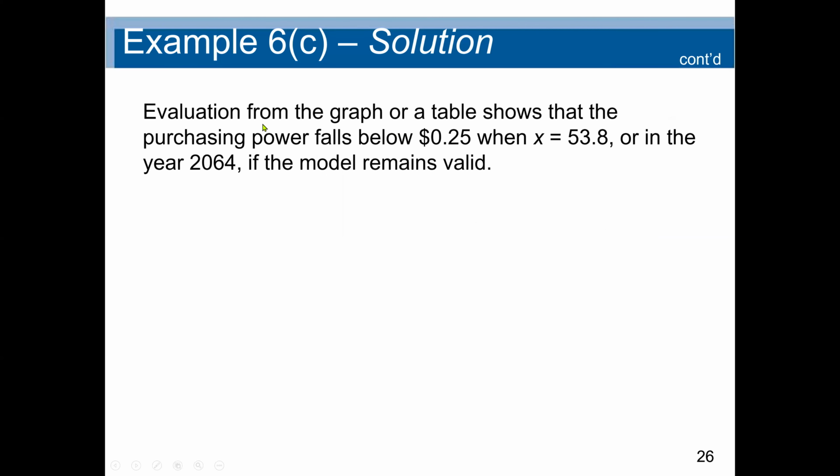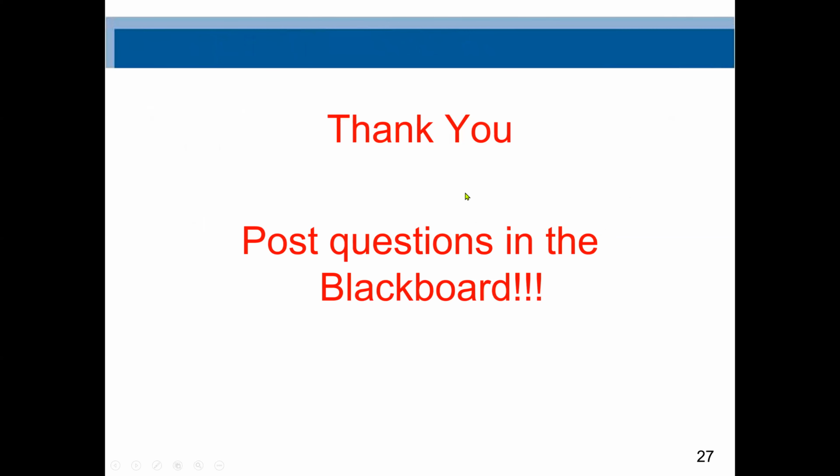Same thing, evaluating from the graph or a table shows that the purchasing power falls below 0.25 when x equals 53.8, or in the year 2064, if the model remains valid. So this will be our conclusion for the beginning of our exponential function. And in the next lectures, we're going to continue with the exponential function. So again, wish everybody the best. If you have any question, post it in Blackboard or send an email. Thank you.